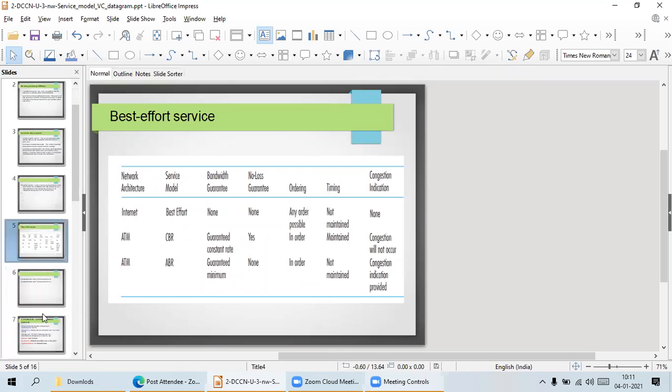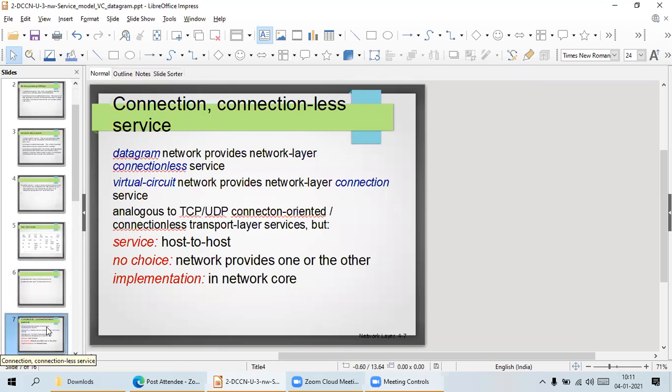Okay, now coming to the services: connection-oriented and connectionless services. Why we are discussing this is that we are going to discuss datagram and virtual circuit networks. First is the datagram network, then the virtual circuit network. After that we are going to discuss datagram. First, a virtual circuit network is nothing but a connection-oriented service.